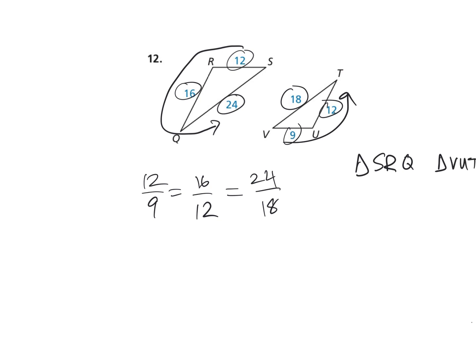Okay, so let's just verify these. Just reduce by 3, we get 4/3. Reduce the middle one by 4, we get 4/3. And the last one by 6, we get 4/3. So yes, they are similar by side, side, side.